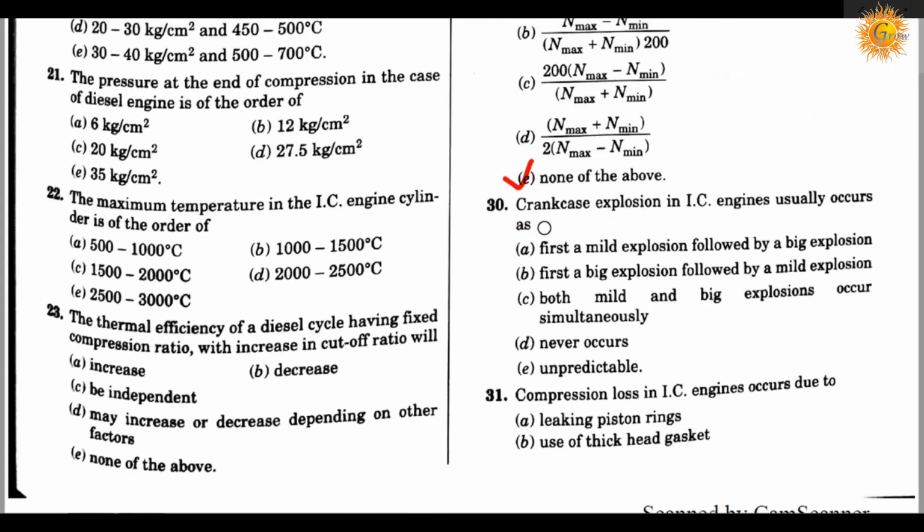Question number 30. Crankcase explosion in IC engines usually occurs as: option A first a mild explosion followed by a big explosion, option B first a big explosion followed by a mild explosion, option C both mild and big explosions occur simultaneously, option D never occurs, option E unpredictable. Correct answer is A.